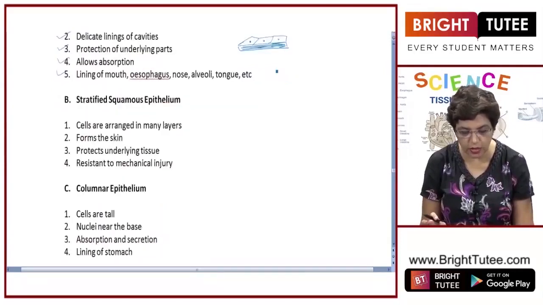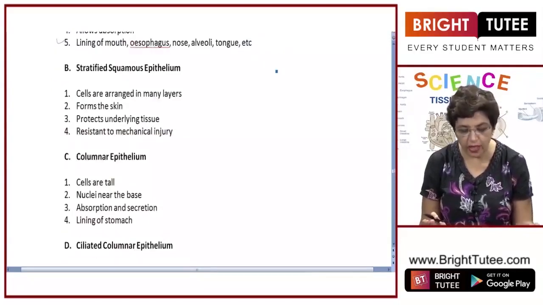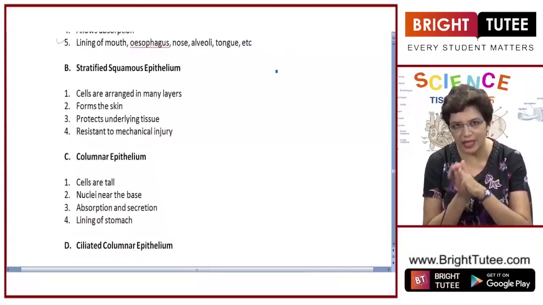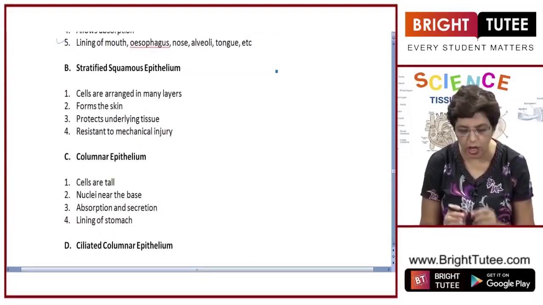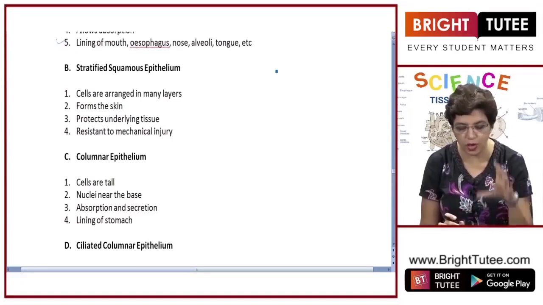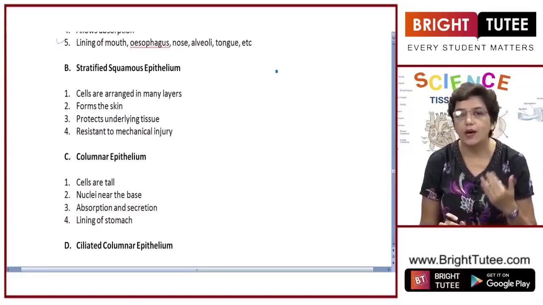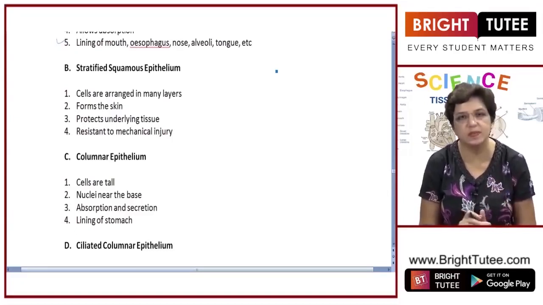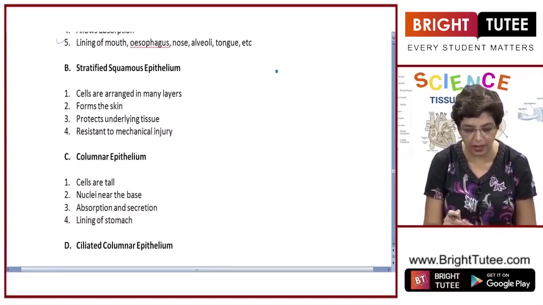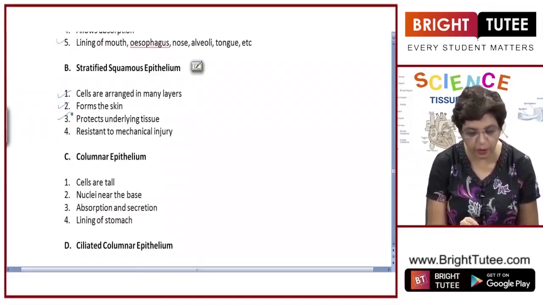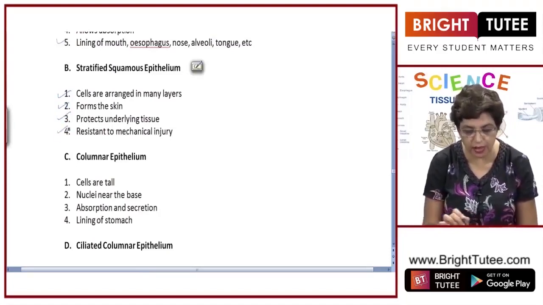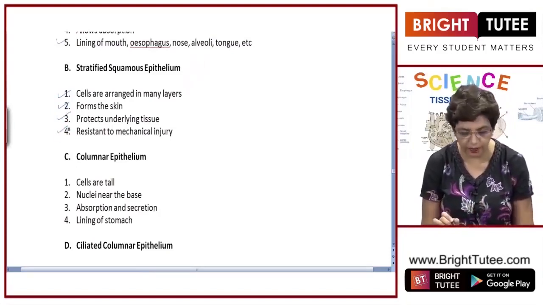Next is the stratified squamous. In stratified, many layers of the cells are there which differ slightly in their structure. So this thick layer forms the stratified squamous epithelium. Our skin in human beings is made up of stratified squamous epithelium. Cells are arranged in many layers. They form the skin, they protect the underlying tissue and they are resistant to mechanical injury.